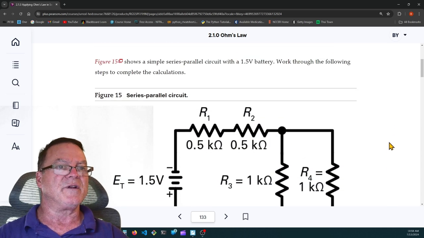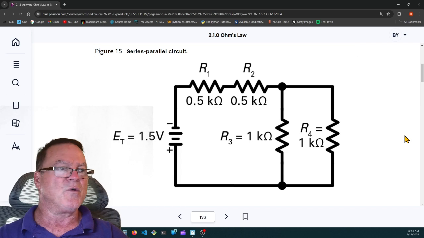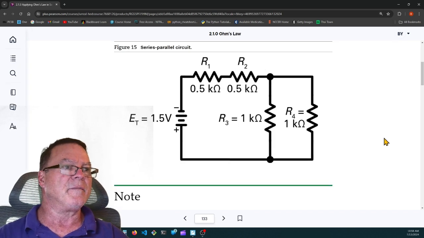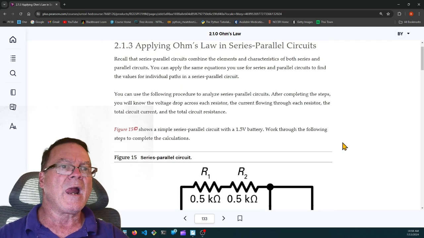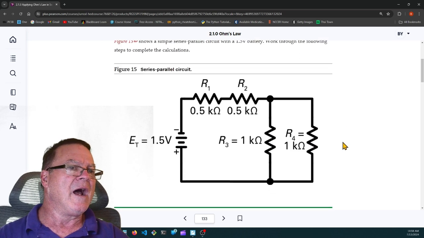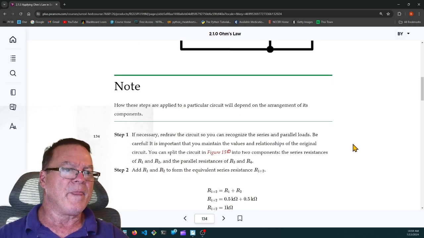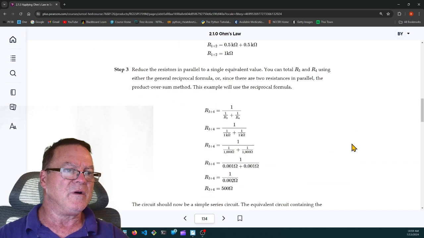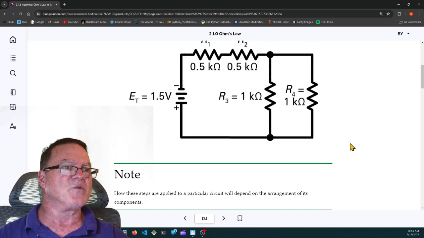I'll tell you what, let's take a look here. What are they asking us here? Figure 15 shows a simple series parallel circuit with a 1.5 volt battery. Work through the following steps to complete the calculations. So what do they want us to tell them here? I don't know if they want us to show them what the current is, but that's what we'll do. Oh, they want to know what the total, yeah.